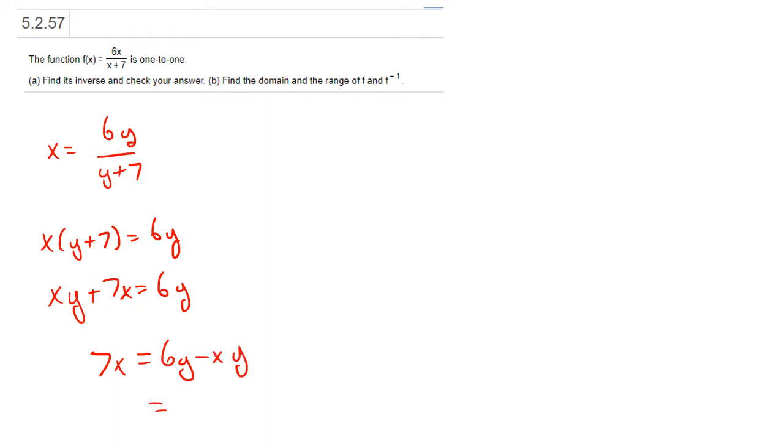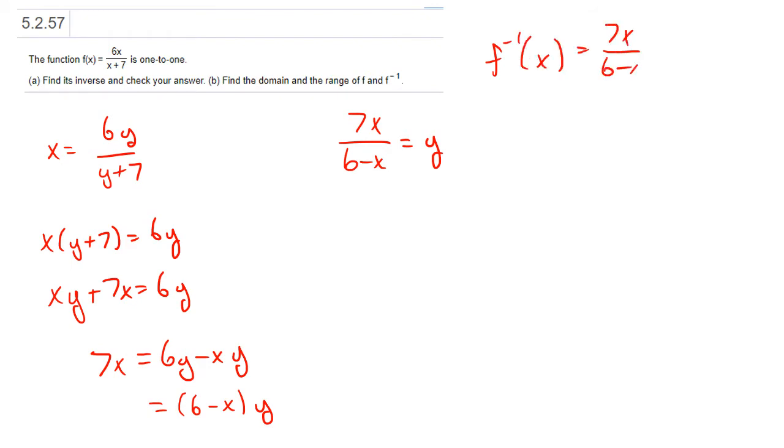Notice that I can now factor a y out of this side. Now if I divide both sides by 6 minus x, we'll get 7x over 6 minus x is equal to y, and we've solved for y. So this is f inverse. I'm just going to write it up here so that I don't accidentally erase it. Now let's check. If I compose f with its inverse, I should just get out x. And let's see what happens.